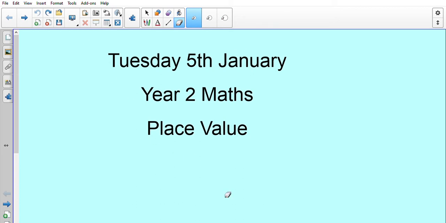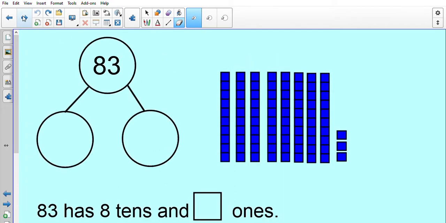Hi Year 2, I'm going to look at some maths today. I'm going to have a look at some place value, so we'll be finding out about tens and ones and some hundreds numbers as well. I'm going to start with the number 83.